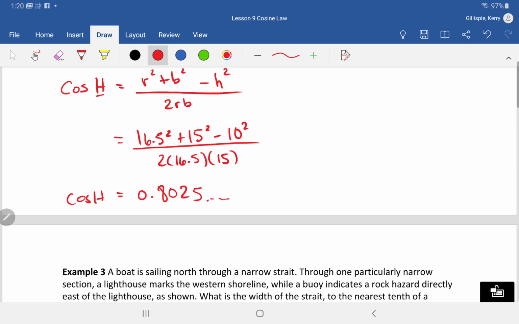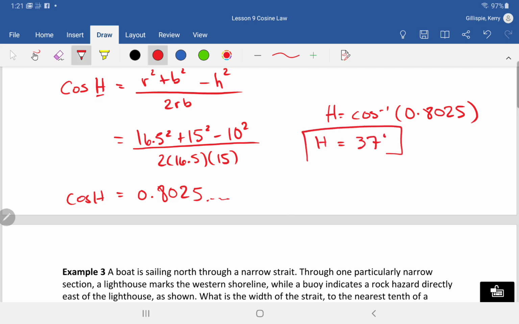Okay, try that on your own. Make sure you got that same decimal. If you need to break down numerator and denominator and divide it separately, that's okay. I was just at a space, so I didn't want to do it in separate steps. And then to get the angle H, we're just going to do the cos inverse of that 0.8025. And you get 36.6, which can round to 37 degrees.